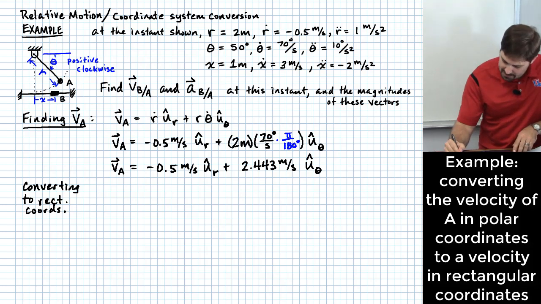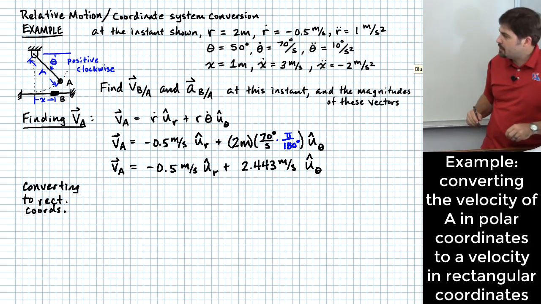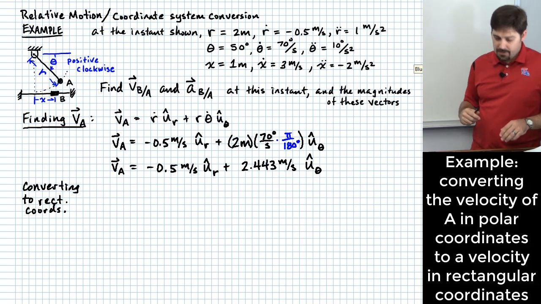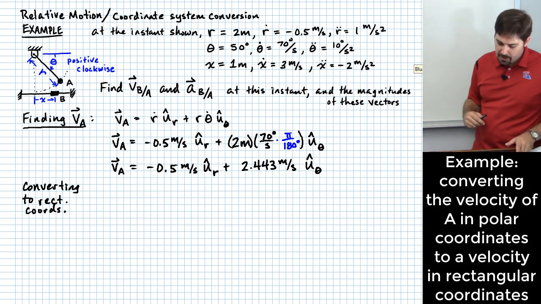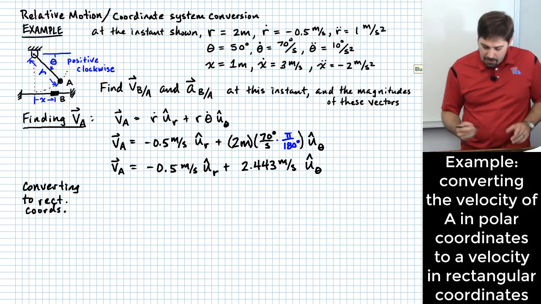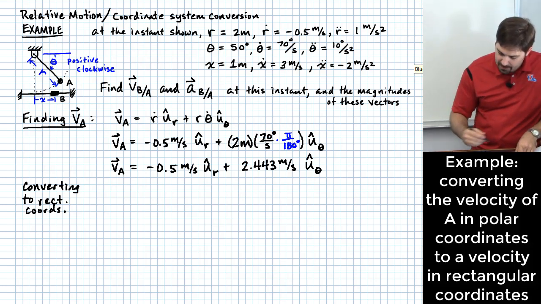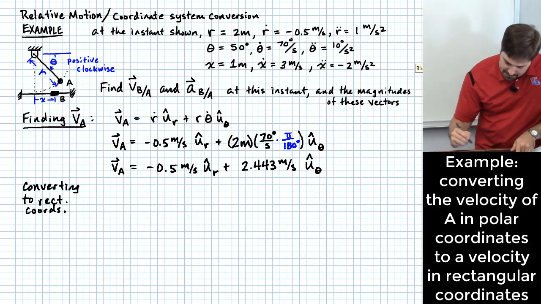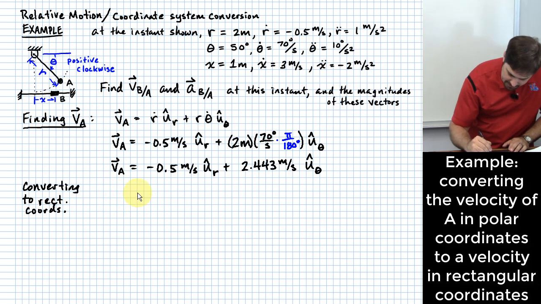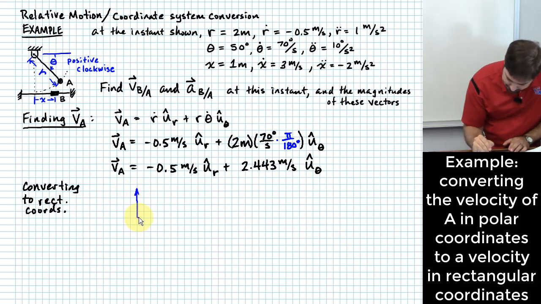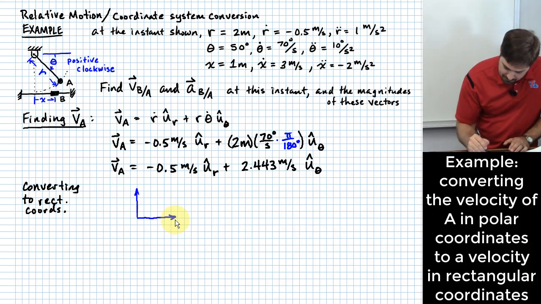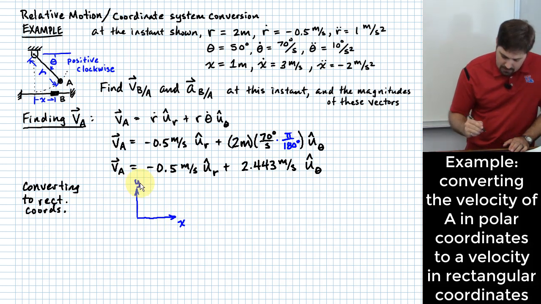Okay, here's what that's based on. What we need to do is think about what each of these directions mean, right? Where we have a negative 0.5 meter per second times unit vector in the r, plus the 2.443 meter per second times the unit vector in the transverse. What I'll do is I'll set up a little coordinate system here with x and y. And on this coordinate system, I'm going to draw the actual directions of these velocities that I have right here. Okay. Here's what that looks like.